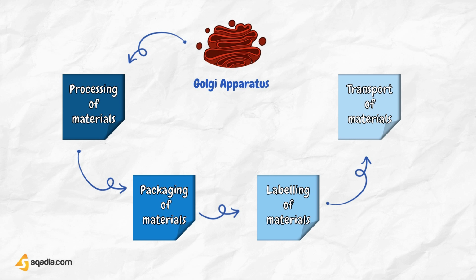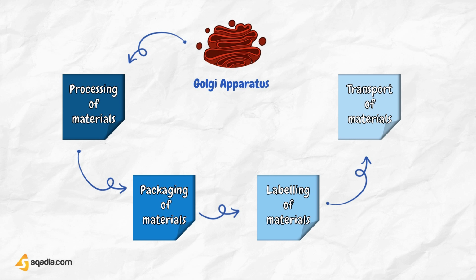Let us talk about its functions a bit more. It has 3 main functions. 1. Processing of materials. Vesicles containing glycoproteins and lipids are transported into the Golgi apparatus. Here, the glycoproteins and lipids are modified and processed. 2. Packaging of materials. All the processed materials are packed in the form of secretory granules, secretory vesicles, and lysosomes, which are transported either out of the cell or to another part of the cell.